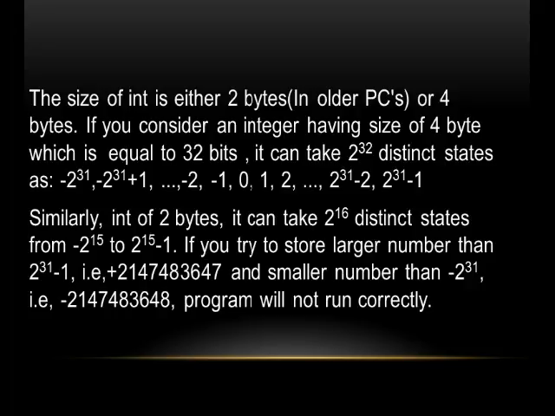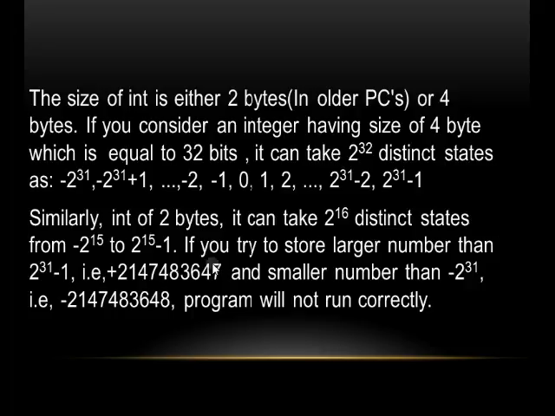So next, the size of an integer is either 2 bytes or 4 bytes. It depends on the PC. It is 2 bytes in old computers and 4 in new computers. If you consider an integer of the size 4 bytes, which is equal to 32 bits, that means it can have 2 to the power of 32 distinct states. Similarly, if it is 2 bytes, it is 2 to the power of 16 different states.